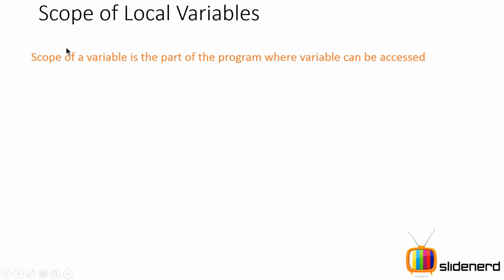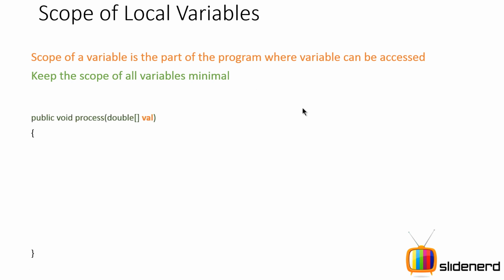So first, scope of a variable is the part of the program where the variable can be accessed. In other words, keep all the scope minimal. This is a good programming practice: minimize the scope. At this point, if things look completely bleak to you, don't worry. Let's take an example and try to see exactly what the scope is all about.